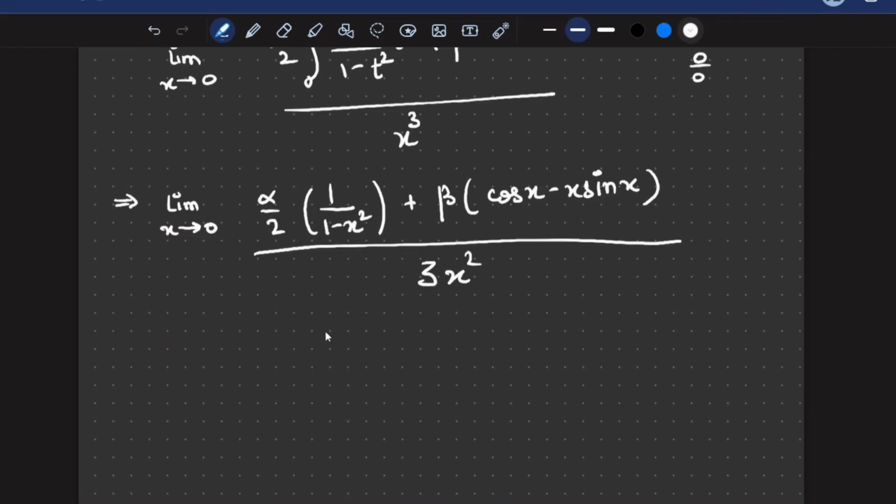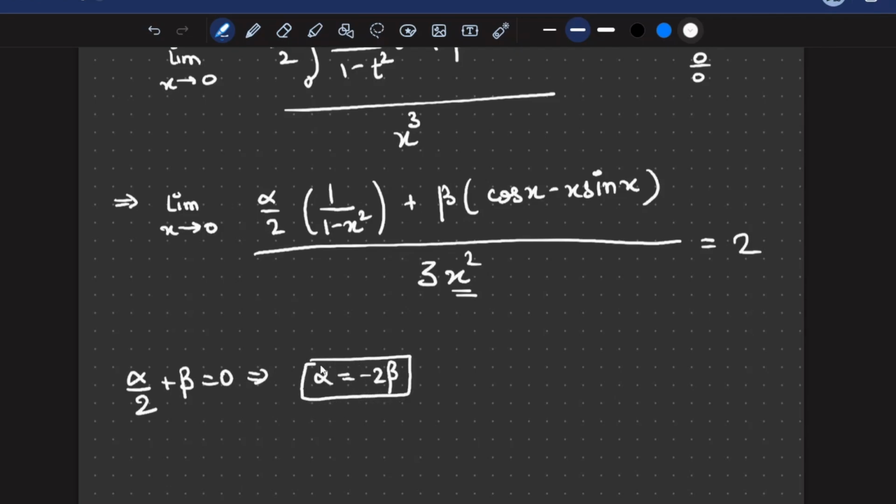Now let us look at the expression. So the value of this limit is equal to 2, right? So the denominator tends to 0, which means that in order to get an indeterminate form, the numerator should also tend to 0, so that we can further simplify this expression. So let us put 0 in the numerator and equate it to 0. So when we substitute 0 in the numerator, we get alpha by 2 plus beta is equal to 0, which implies alpha is equal to minus 2 beta.